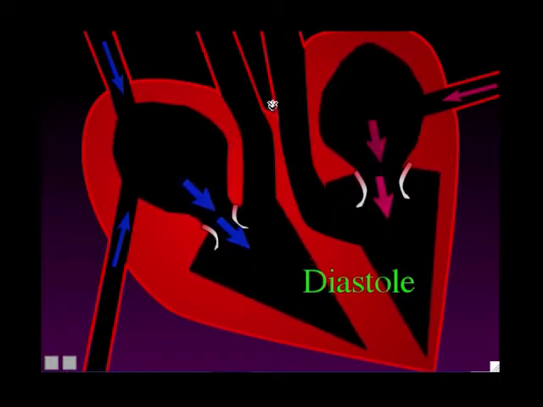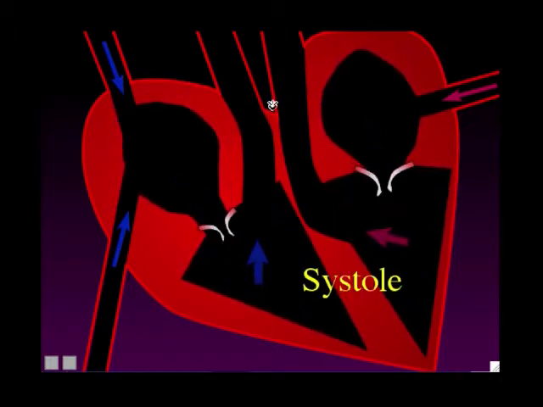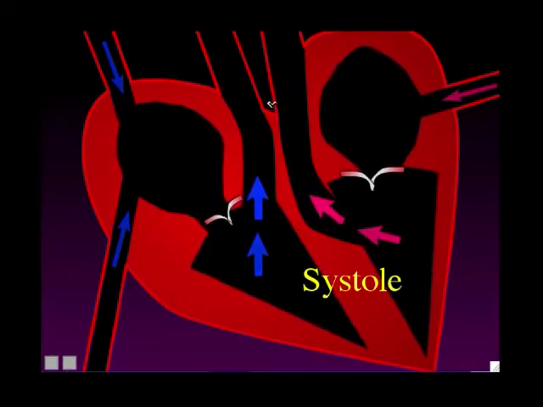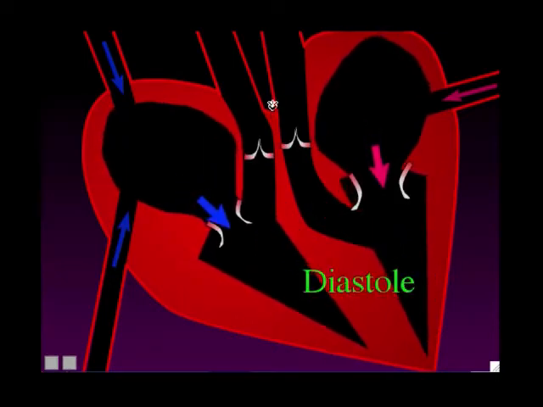These are two of those valves. These are the valves that are at the exit of the atria. And those are called the AV valves.